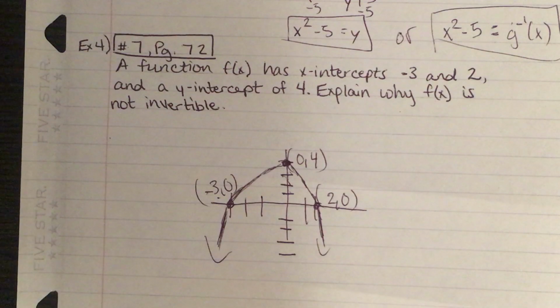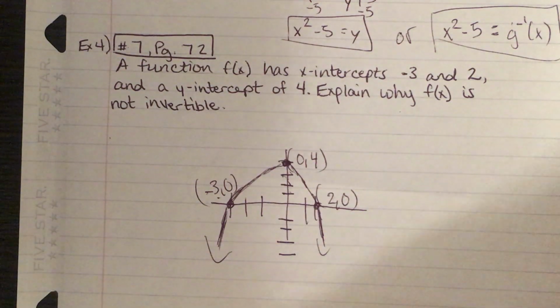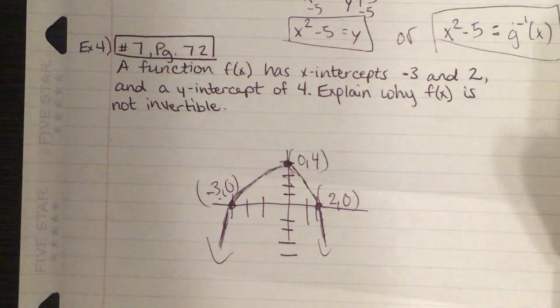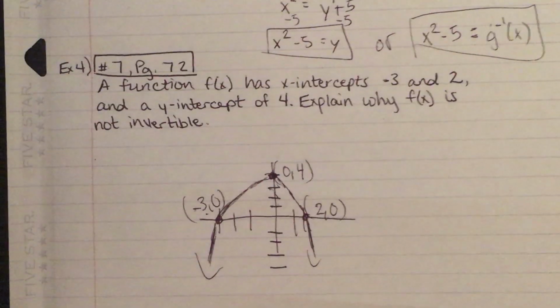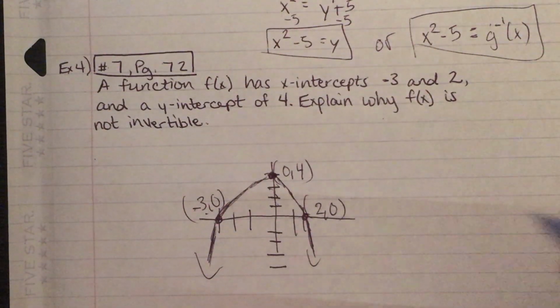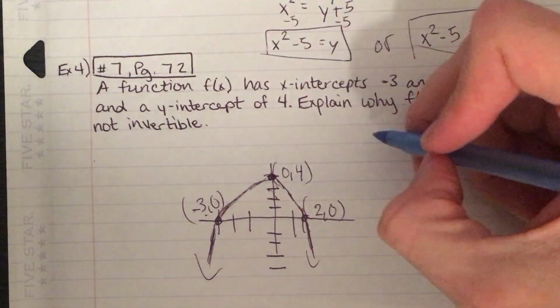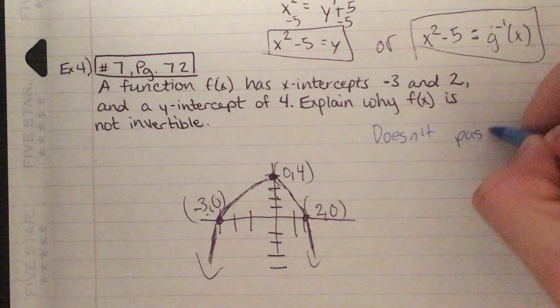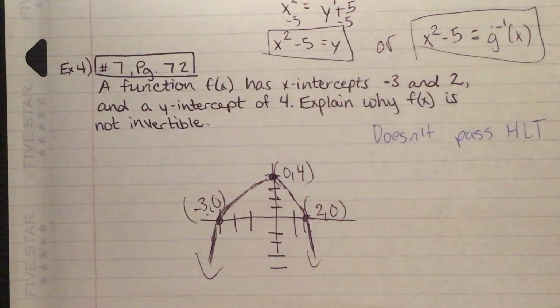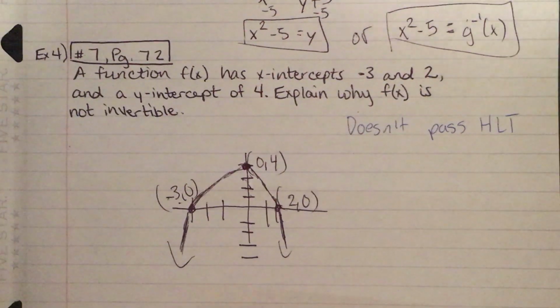Here, I want to get into why the horizontal line test actually works. Why do we use it as a method? And so to do that, we're going to say, okay, well, this doesn't pass the horizontal line test. So we're just going to go ahead and say that straight up. It doesn't pass HLT, the horizontal line test. It does not pass that.